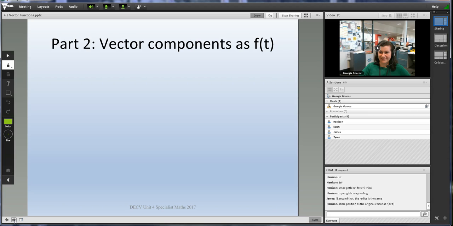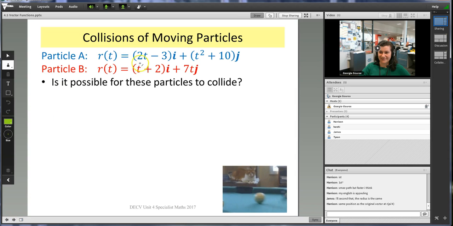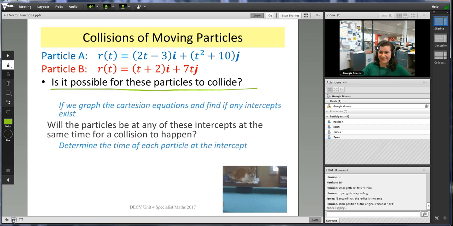Okay, so we're coming to part 2. We're going to look at those vector components as a function of time in more detail, because once we have these vector components as a function of time, we can work out whether it is possible for these particles to collide. Now, two objects can travel the same path and not necessarily collide. The definition of collision is that they're at the same point at the same time. That's what they have to work out.